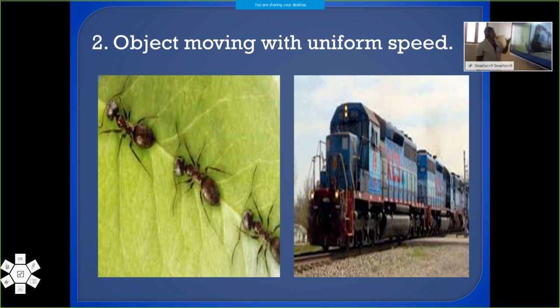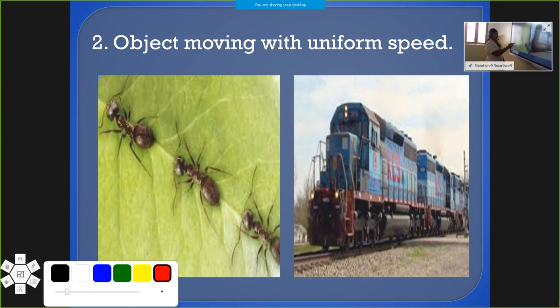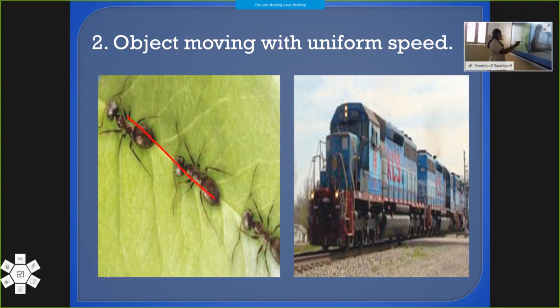And here, for an object moving with uniform speed, that is uniform motion, I am going to represent. Here you can see an ant moving in a straight line path through the leaf. And suppose it covers equal distance in equal intervals of time, what do you call it? Yes, equal distance in equal intervals of time, then the motion is uniform. So these ants are moving with uniform speed. Suppose they are moving like that, then we can say that this is uniform motion.